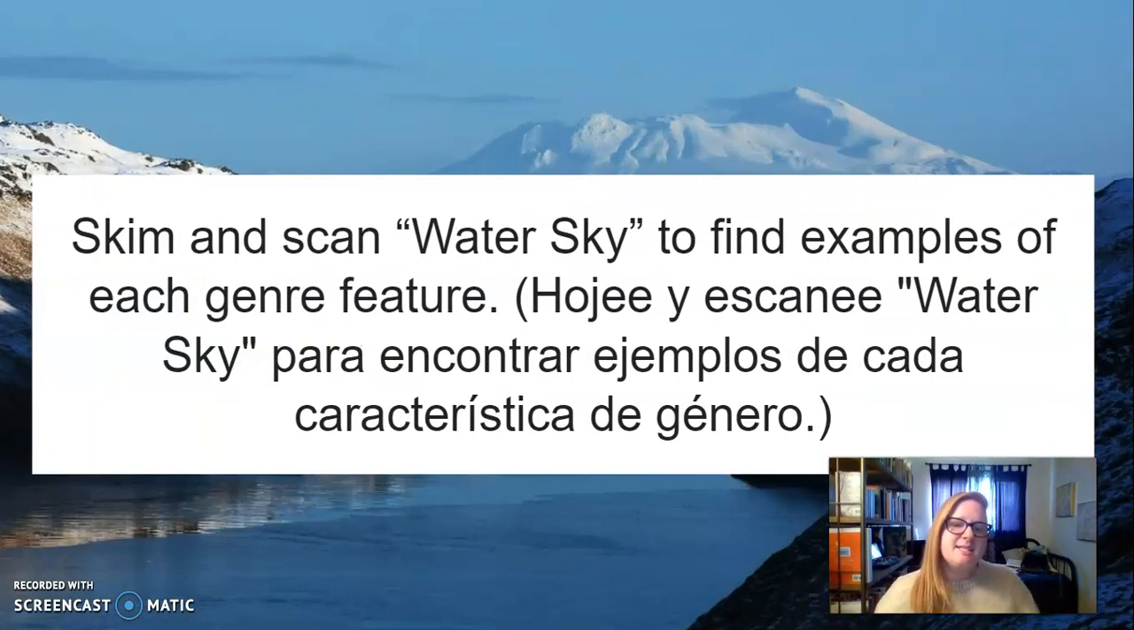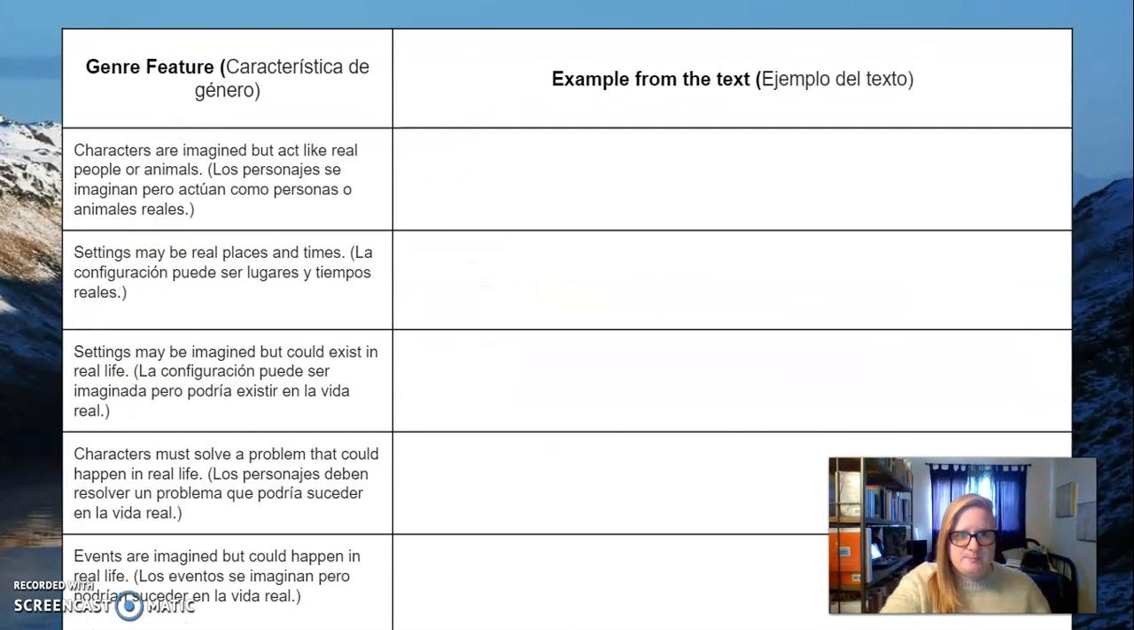So what you're going to do is skim and scan Water Sky now that you've read the entire thing to find examples of each of those genre features. So in this chart, we have genre features. Characters are imagined but act like real people or animals. Then you need to go back through the text after you skim and scan, and find an example where people or animals are acting real, not imagined, not talking, not doing something that is unrealistic. Okay.